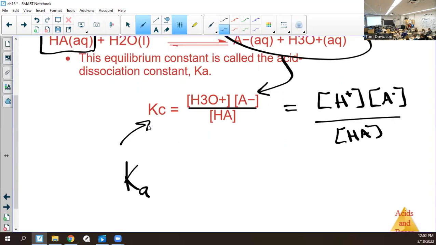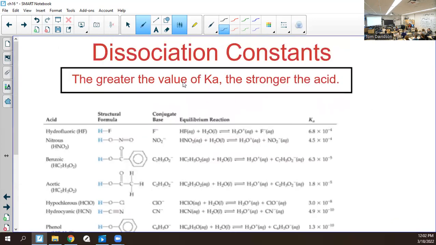All right, so Ka will always be the concentration of H plus and the anion over the concentration of HA. So if it has a greater value, that means my Ka equals a big number over my small number, right? Big means the products are large, which means it dissociated well, which makes it a strong acid.